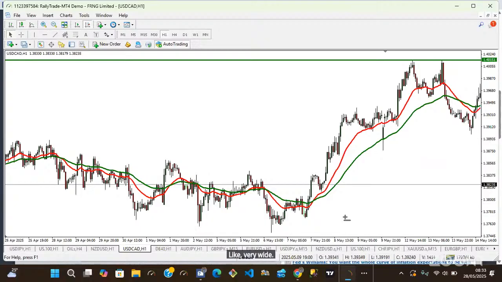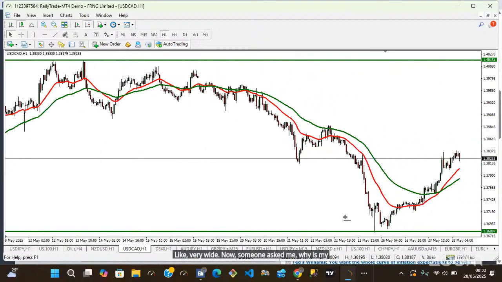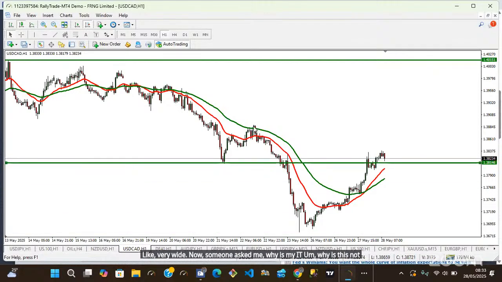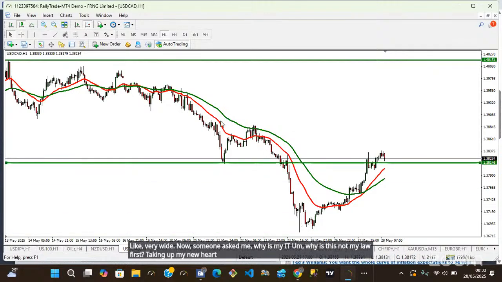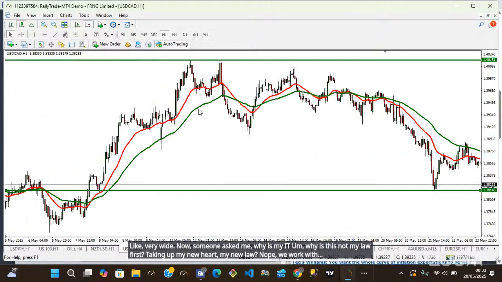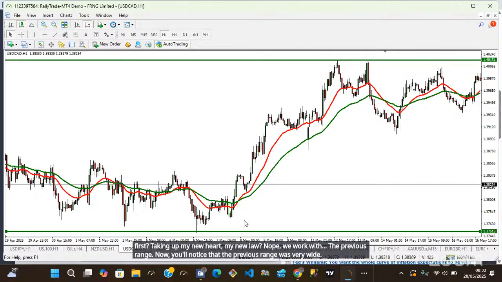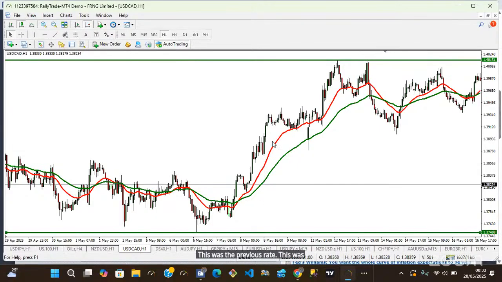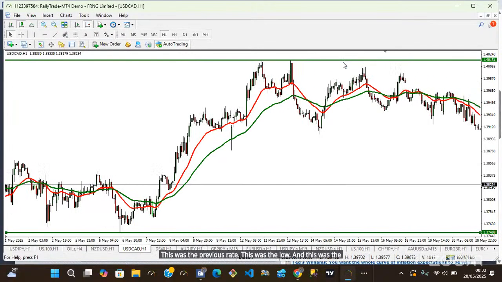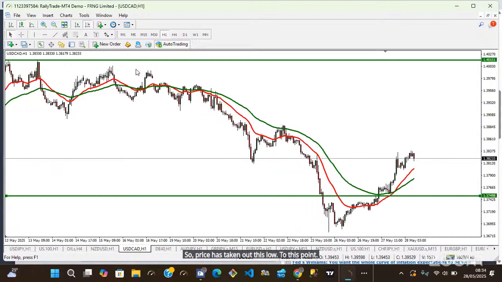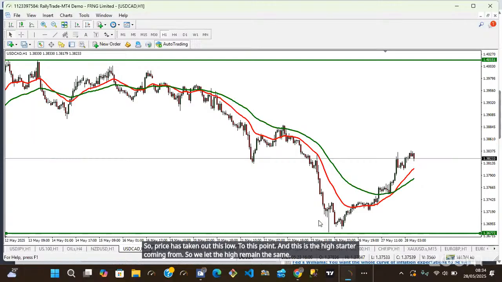Now someone asked me, why is my high there? And why is this not my low first, taking up my new high, my new low? No, we work with the previous range. Now you'll notice that the previous range was very wide. This was the previous range. This was the low, and this was the high, right? So price has taken out this low to this point, and this is the high it started coming from. So we let the high remain the same. We only adjust our low to this point.